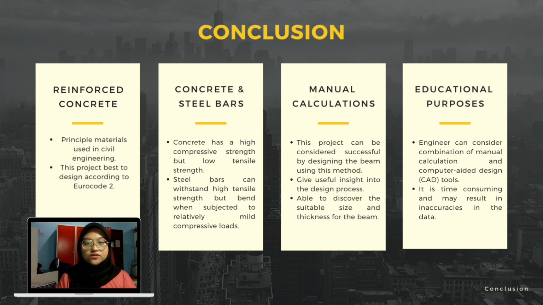Manual calculations also give useful insights into the design process, and we are able to discover the feasible beam size and thickness, as well as the material qualities and the permanent and variable actions to be applied in building design. However, there are some constraints that need an engineer using both manual calculations and computer-aided design tools. Manually designing beams may be time-consuming, especially for complicated buildings or projects with many beams to analyze. Inaccuracies in the information obtained can arise, leading to the worst-case scenario of the structure failing.